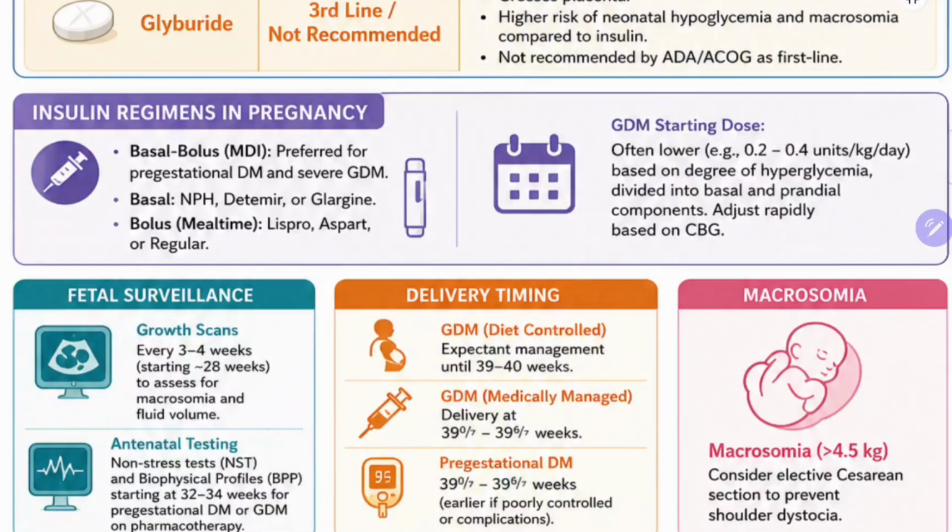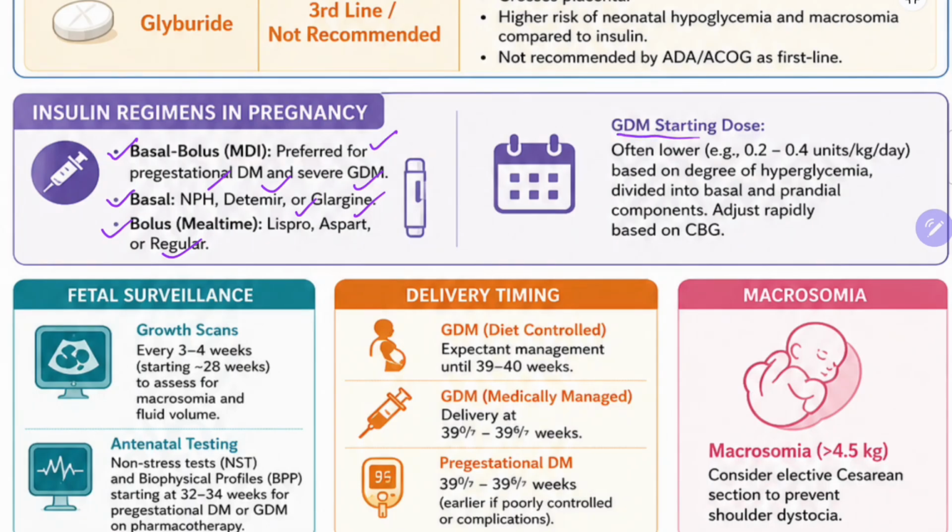So how do you use insulin? You will use a basal bolus multi-dose regimen. It is preferred for pre-gestational diabetes mellitus and severe GDM. For basal, you can use NPH (neutral protamine Hagedorn) insulin, detemir insulin or glargine. For mealtime bolus, you can use ultra short acting insulin like lispro or aspart, or short acting like regular insulin.